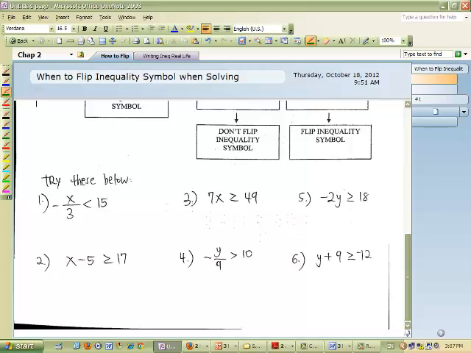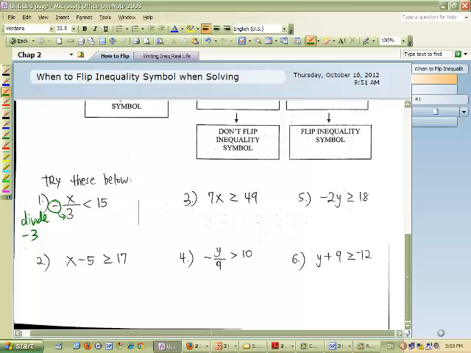Now, we did talk about which ones to flip and which ones not to. So starting with number 1, I'm going to look at the number 3, and actually this negative sign, we're going to put it with the 3 and make that negative. So here it's dividing by a negative 3, which means that I should flip, and that's following the right side of the flow chart. So this is where we would be over here for number 1.